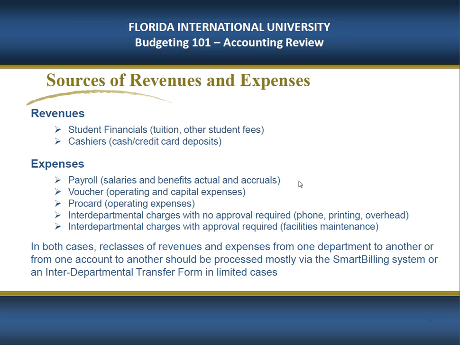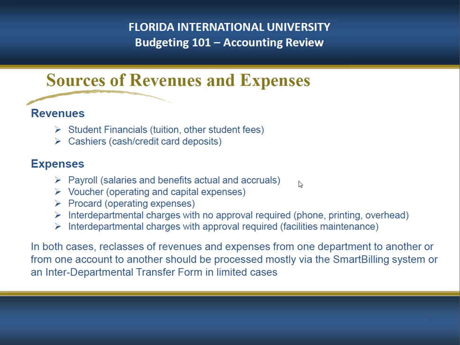Also, you can have a situation where one department within FIU actually bills another department for services. An example here would be phone lines. Our UTS department charges other departments within the university for having a phone line. That is an interdepartmental charge that does not require any type of approval. UTS goes ahead and processes the charges every month with no approval. However, sometimes approval is required. An example here would be facilities maintenance.